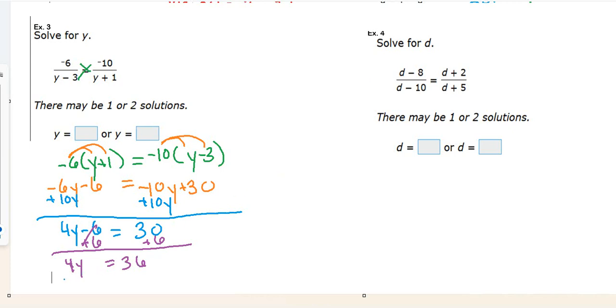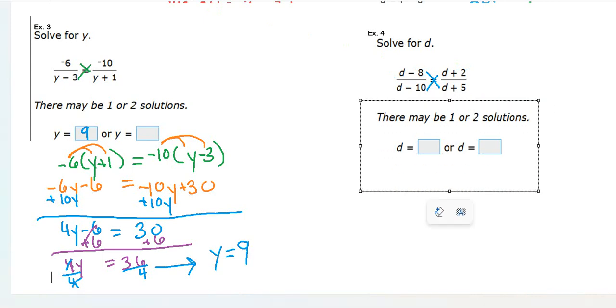And divide by 4. Divide by 4 leaves us over here with y, these cancel out, equals 9. So again, we have one answer, y equals 9. Right, the next one, example number 4. First step, cross multiply. It looks a little bit different, so it might be a little lengthier.